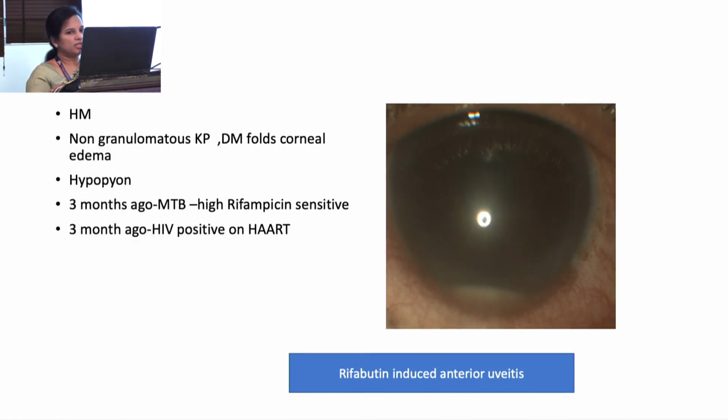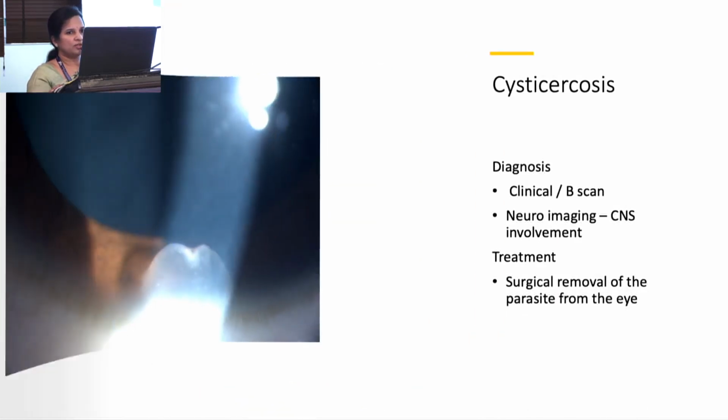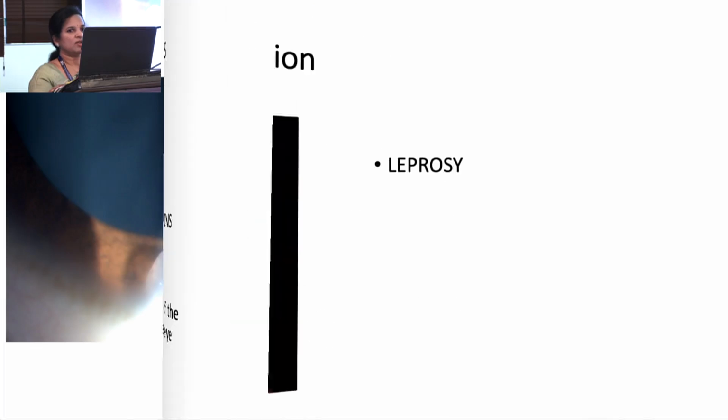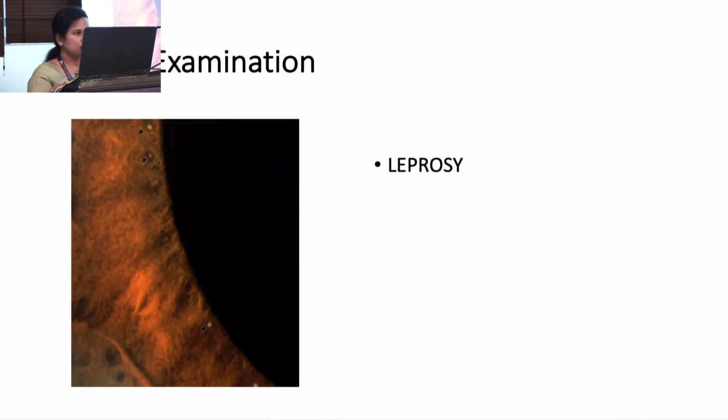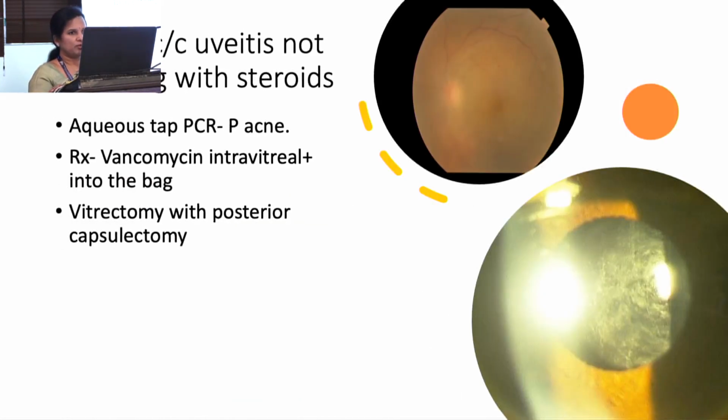See, this patient presented with anterior uveitis post rifabutin treatment. So that was a drug-induced anterior uveitis. Again, anterior uveitis with a cyst in the anterior chamber. It was cysticercosis. Leprosy is not very uncommon these days. It can present with anterior uveitis with lepra nodules.